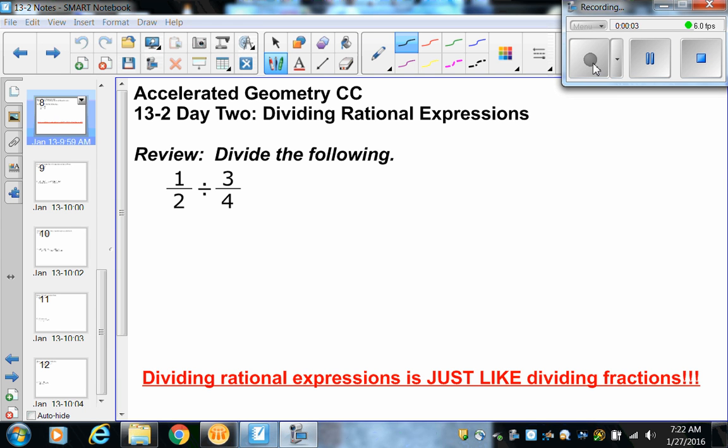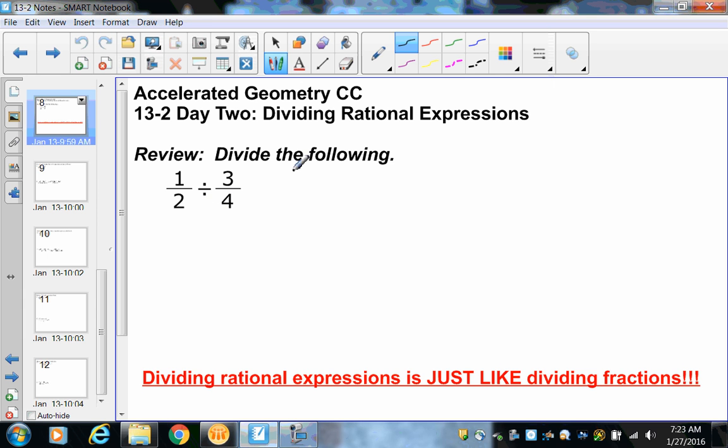This is the second video for section 13-2, and this one will be on dividing rational expressions. So before we even look at the rational expressions, let's just remind you how you would divide fractions. If you remember, when you have a fraction divided by a fraction, we would keep the first fraction the same, change division to multiplication, and then do the reciprocal, which we also commonly said as flip. So keep, change, flip was what you should remember.